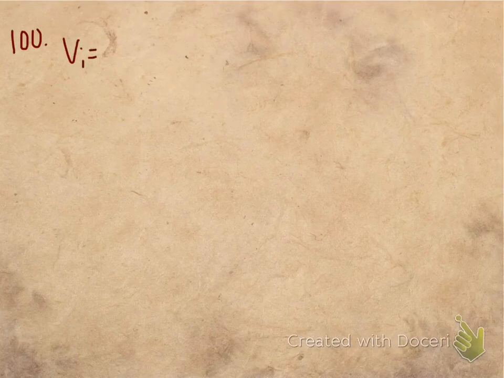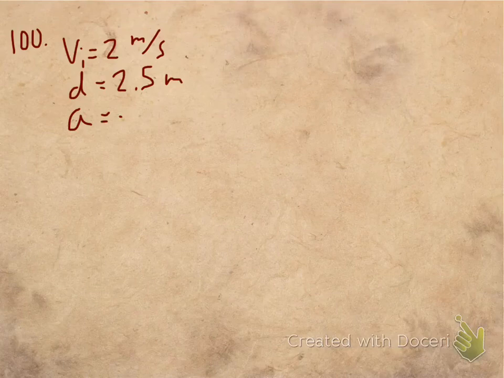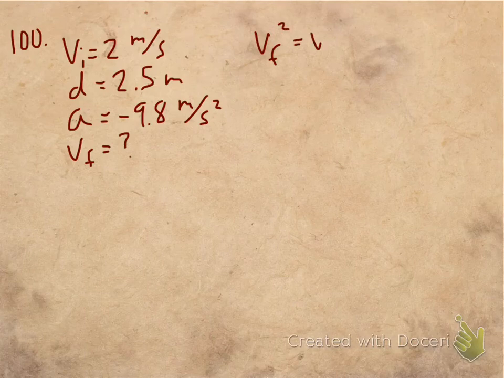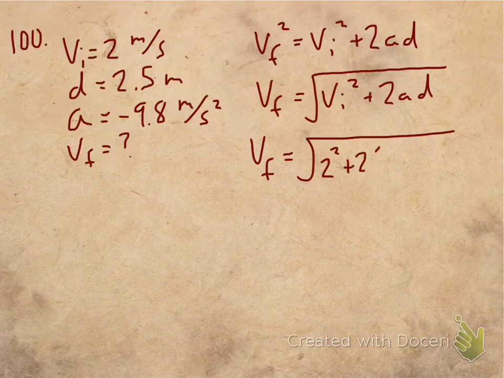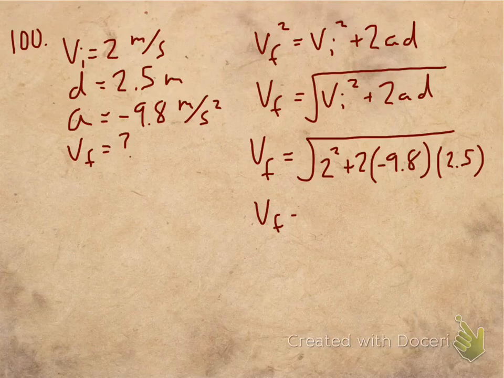Okay, question number 100. We're throwing a ball downward, so we have an initial velocity. I should have put a negative in front of that. We have a displacement, rather. Acceleration is gravity. It's asking for velocity final. Vf squared equals Vi squared plus 2Ad. Rearrange it for velocity final. Plug in some numbers. And we are on our way.